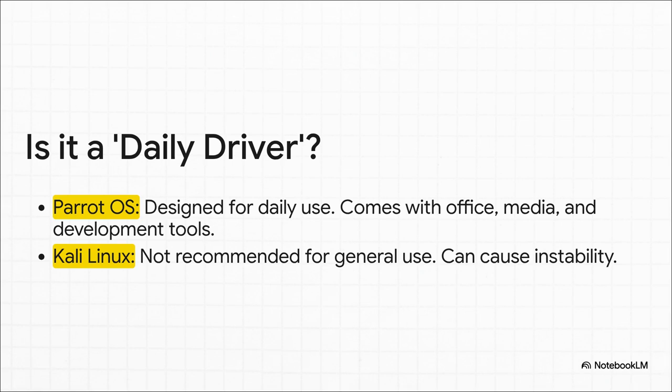Okay, so here's the crucial point. Could you use one of these as your main computer? The folks behind Parrot OS say absolutely. It comes bundled with Office apps, media players, and even IDEs for coding, making it a super versatile machine. But Kali's developers, they explicitly advise against it. Kali is a specialized toolkit. It is not a general-purpose OS. And frankly, running some of its more powerful tools can lead to system instability, which is exactly why you so often see it run in a virtual machine or from a live USB stick.